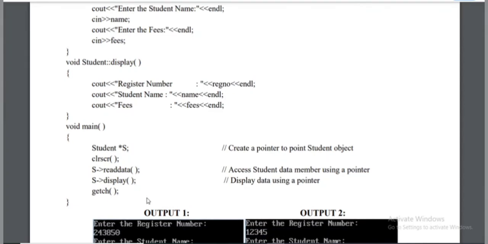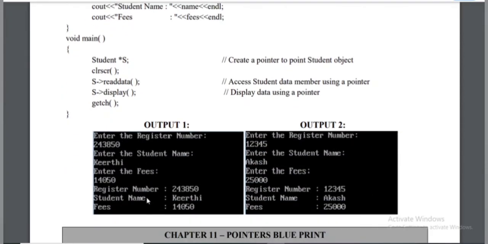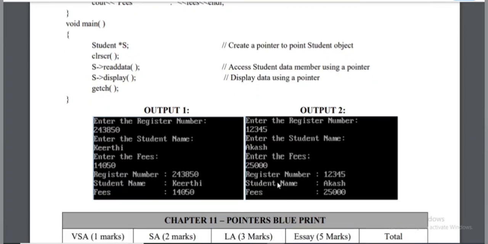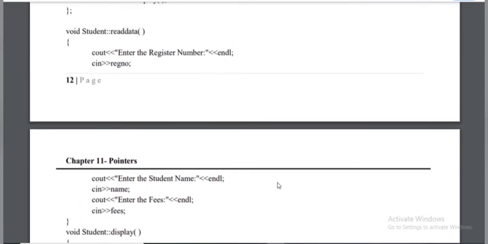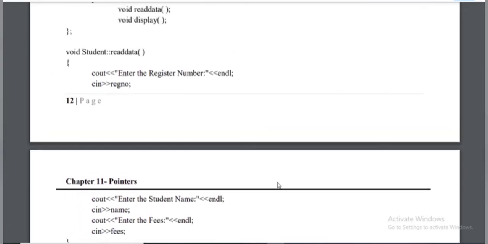Okay, so we are going to get some output like enter the register number, we have to specify, enter the student name and fees, then it's going to display the value of register number, student name and fees. So here we have another output. Okay, so this program is related to object and pointer. So write down this program in your notes.